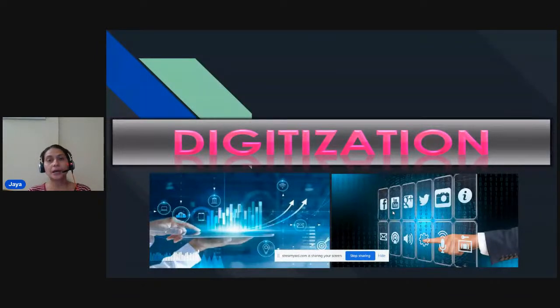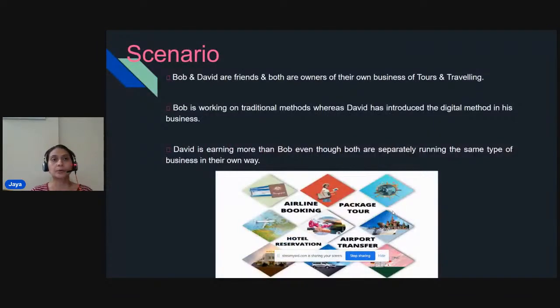Today we are going to the first slide, where there is a scenario with two friends, Bob and David. These friends are the owners of their own business, which is tours and travel. But in this business, Bob is earning less, whereas David is earning more. And the reason is why David is earning more.